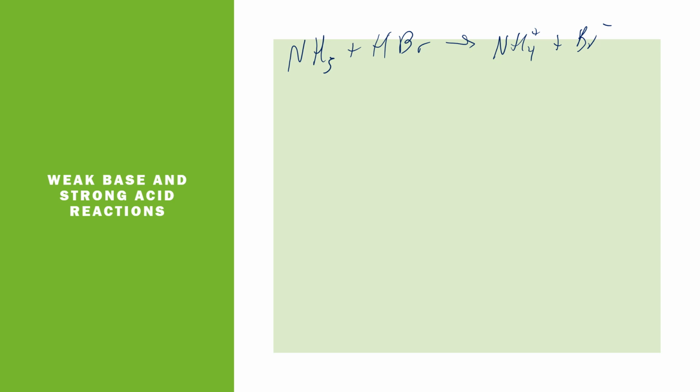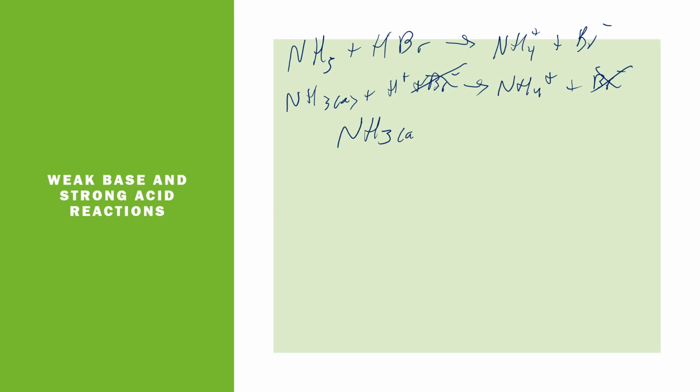If we were to write a net ionic equation for this, the NH3 is our weak base. The HBr splits apart into hydrogen ions and bromide ions because it's a strong acid. And then we have those bromide ions sitting around. So the bromide becomes our spectator ion. And we wind up with an overall equation of ammonia plus hydrogen ions yields ammonium ions. And so this is our base, and this is our acid, and this is our conjugate acid. The bromide is the conjugate base, but it's not in our overall.